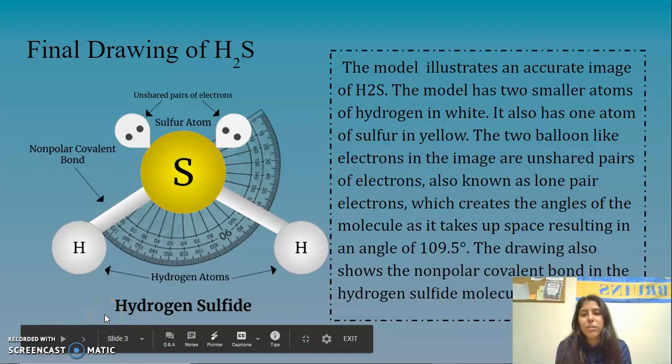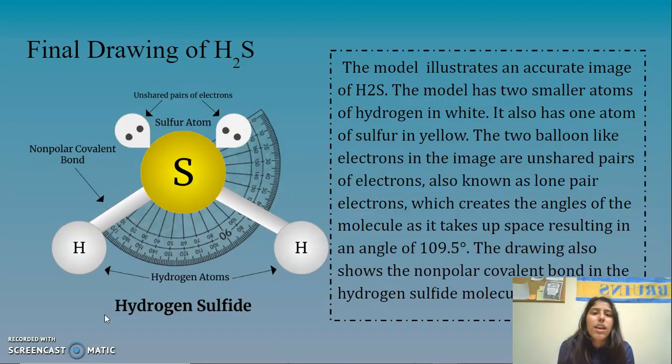In the next slide, we have the final drawing of H2S, and the difference between this one and the last one is that this one includes the unshared pairs of electrons, which are basically lone pairs that the sulfur atom has, and these lone pairs are responsible for making the geometry of the molecule and the angle that it makes, which is 109.5 degrees.